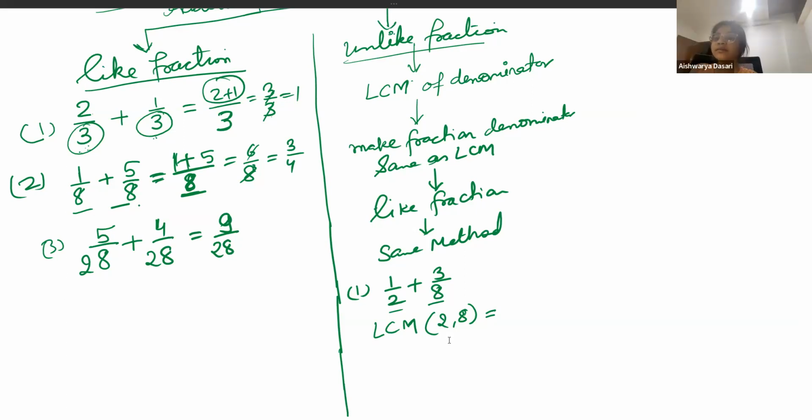Ma'am, the LCM for 2 and 8 is 8. Ma'am, LCM is lowest common factor. Lowest common multiple. So it's... Ma'am, it's 8 probably. 8, yes. Adhya, what is the LCM of 2 and 8?